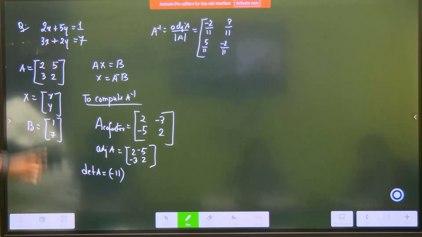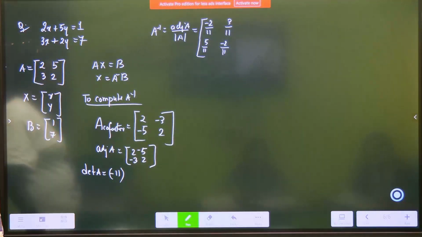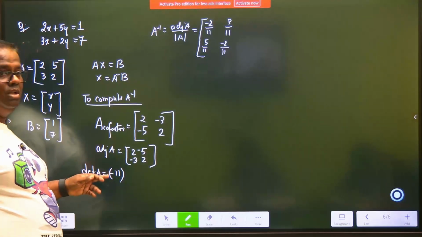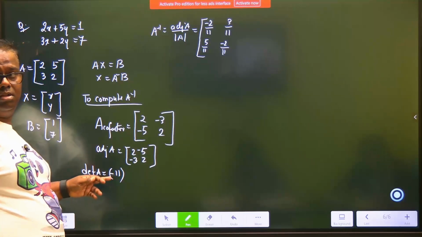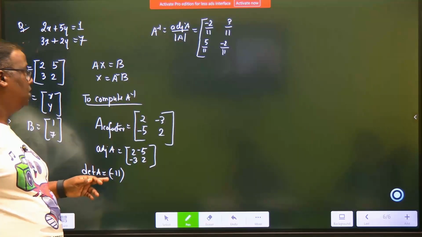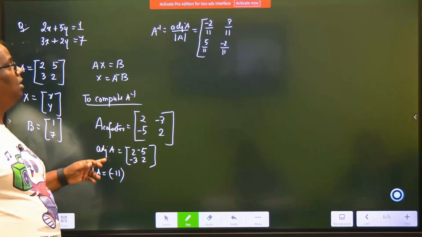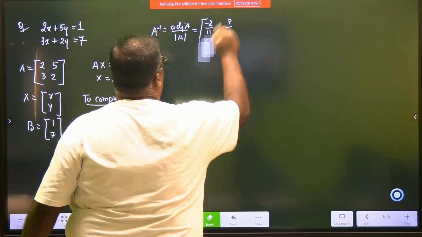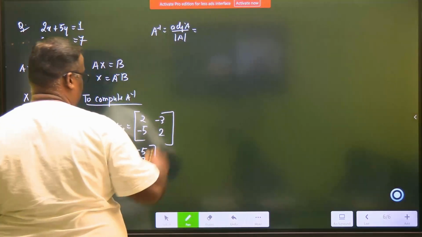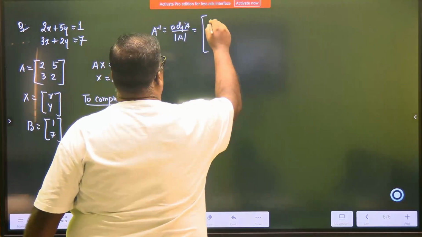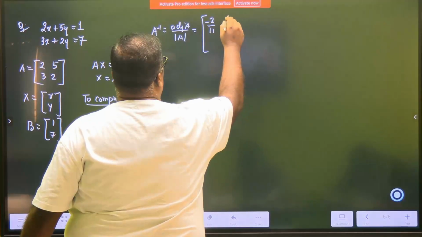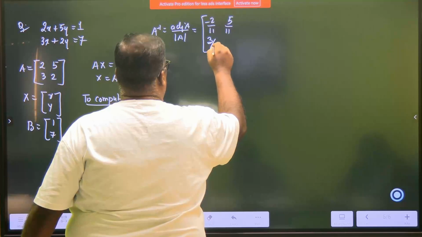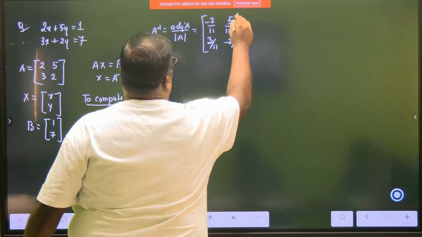Yeah. 2 into 4, adjoint by determinant, minus 11, na? But 5 will be on top. 5 and 3 will interchange. Adjoint is, oh, I took it on this one. Sorry. This is inverse.